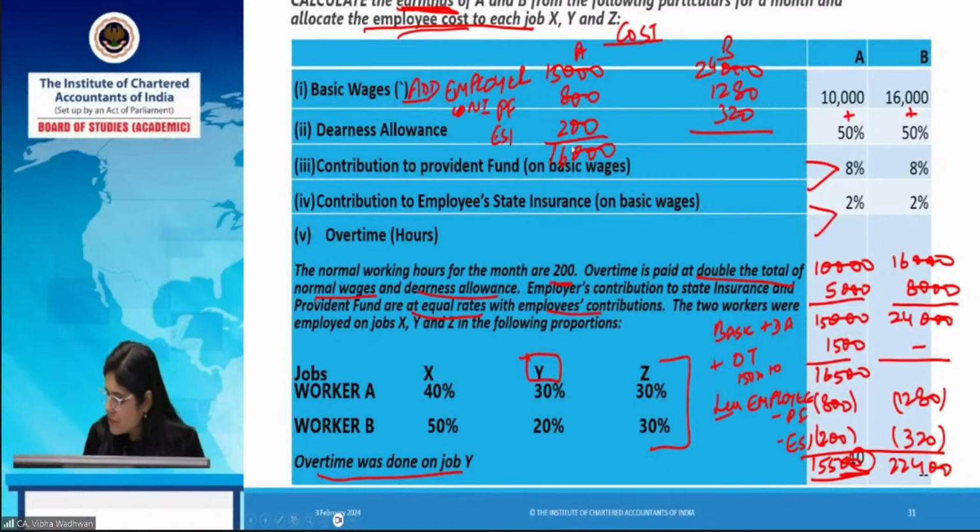So it is 16,000 for A. And how much is it for B? 24,000 plus 1280 plus 320.